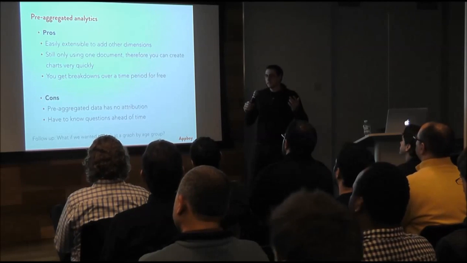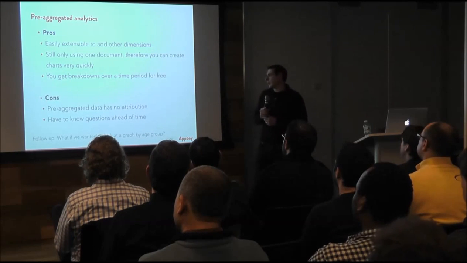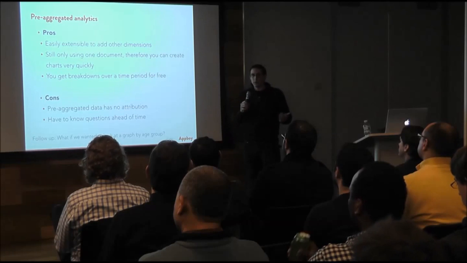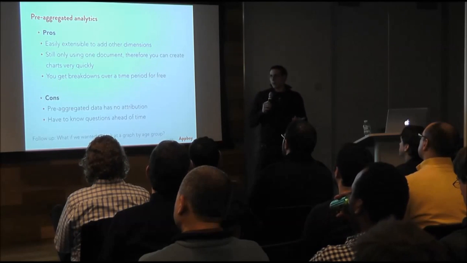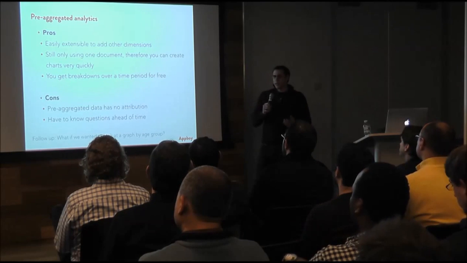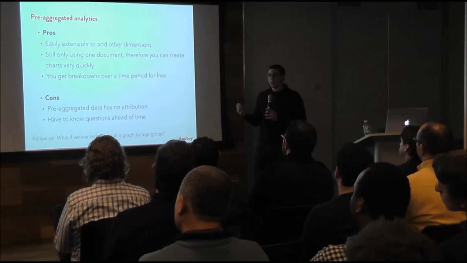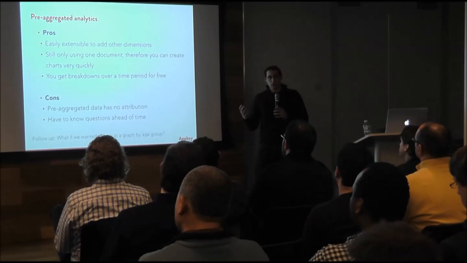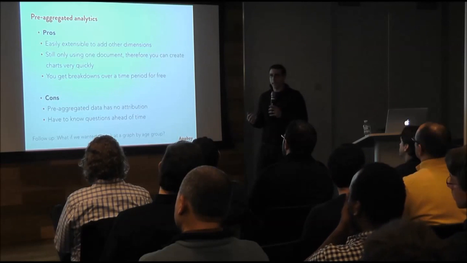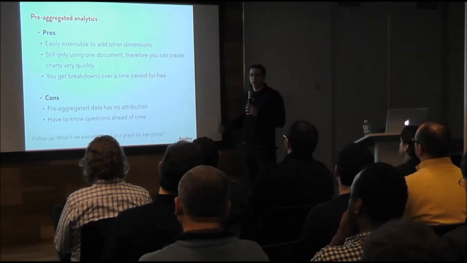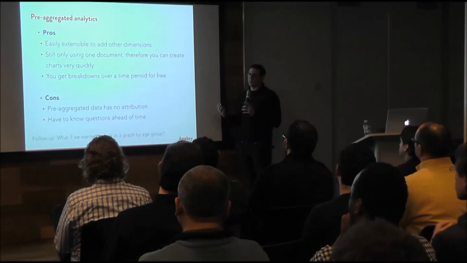Now the cons, which was kind of brought up in the question, is that you have no attribution at all in these documents. So pre-aggregation is not really a great strategy as your only analytic strategy. You would just use it as an optimization for, say, drawing charts or getting fast answers to questions like how many app opens did we have yesterday? How many app opens did we have this month? Very easy for you to do.